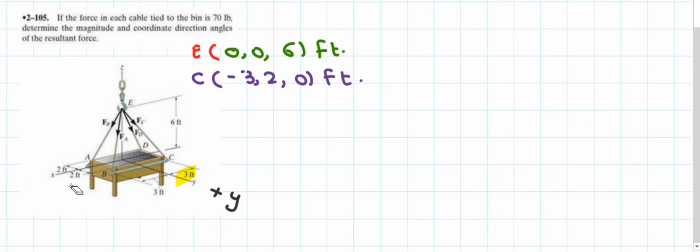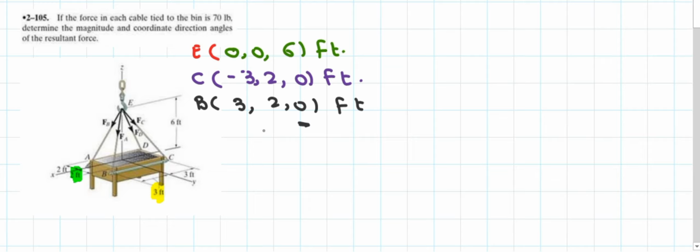Now let's talk about point B. Similarly, point B basically lies on the xy plane. This 3 foot distance is the positive x value in point B because this distance is indicated outward from the screen. And similarly, this 2 foot distance is the y value in point B, and this is a positive y value because this distance is indicated on the right hand side. That's why the location of point B is written as B(3, 2, 0) foot. This is basically the location of point B. So why is 0 present here? Because point B lies on the xy plane. That's why.